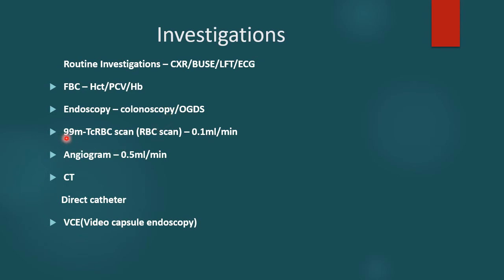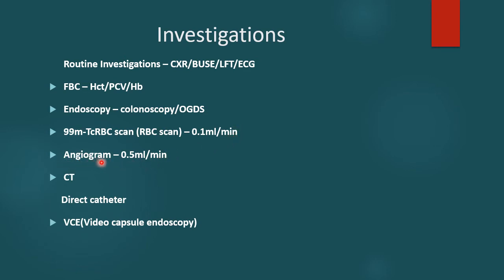The next is the RBC scan or the technetium tagged RBC scan, which can detect bleeding as low as 0.1 ml per minute. Okay, this is done in centers which have the facility to do it, where the patient's RBCs are tagged with technetium, and then a scan is taken to see the extravasation of these RBCs into the lumen of the intestine, which are picked up on the scan.